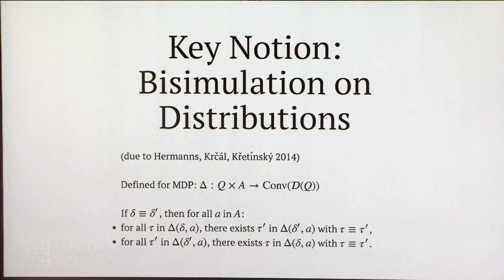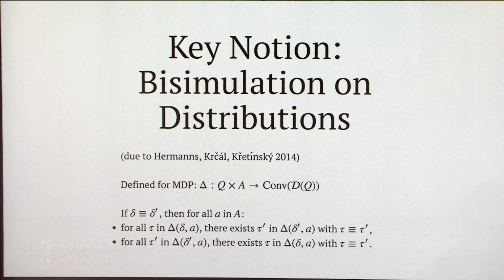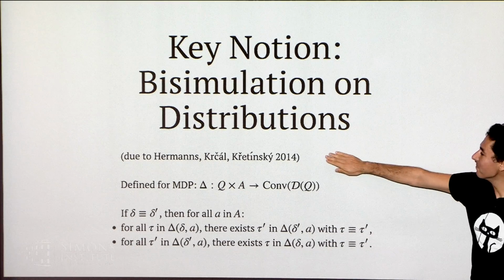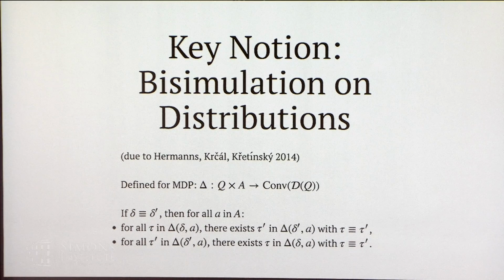Because those two decidability results, we actually obtain them by looking at the right notion of bisimulation. So there's this notion that, to the best of my knowledge, was introduced by Hermanns, I hope there are no Czech people here, Cholle and Křetínský. Excellent. That defines bisimulation not directly as we are used to on states, but on distributions on states.